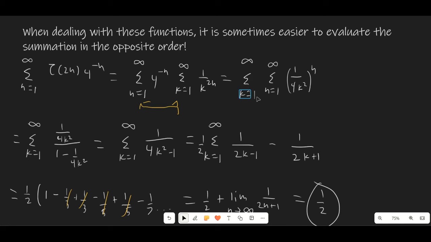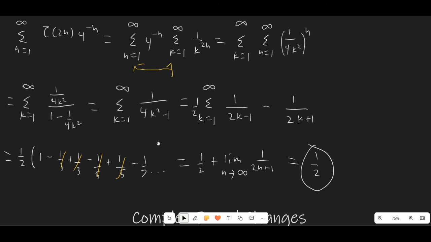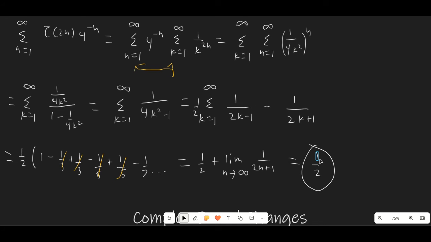So now we're going to sum over k on the outside, and we're going to sum over n first. And notice that we can reorganize the summand into 1 over 4k squared raised to the n power. And we're summing from n equals 1 to infinity, so that means we're going to end up with the sum from k equals 1 to infinity of 1 over 4k squared over 1 minus 1 over 4k squared. Reorganizing, we get the sum from k equals 1 to infinity of 1 over 4k squared minus 1, or 1/2 times the sum from k equals 1 to infinity of 1 over 2k minus 1 minus 1 over 2k plus 1, which is just a telescoping series which evaluates to 1/2.